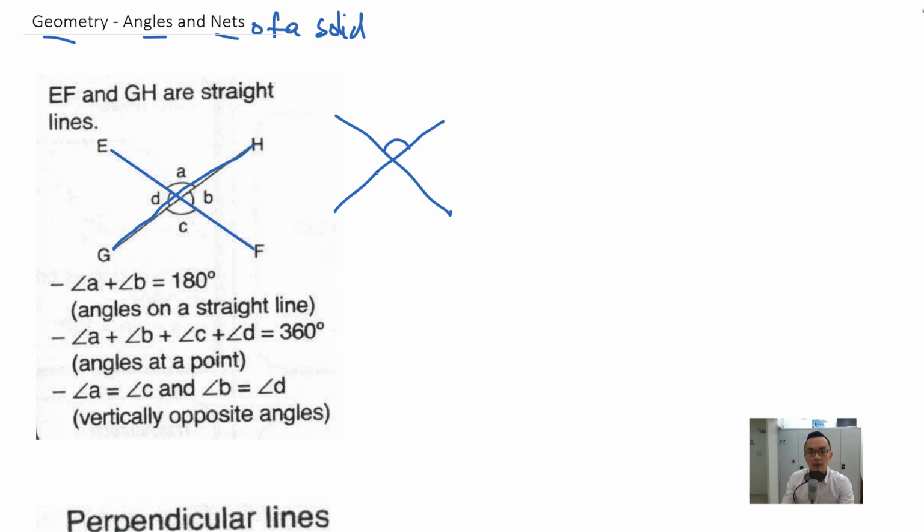So this angle is equal to this angle, and this angle is equal to this angle, and they are called vertically opposite angles. And this angle plus this angle equals 180 degrees. So angle A plus angle B, because they're on a straight line, this is a straight line EF. So angles on a straight line add up to 180 degrees. Therefore angle A and angle B is 180.